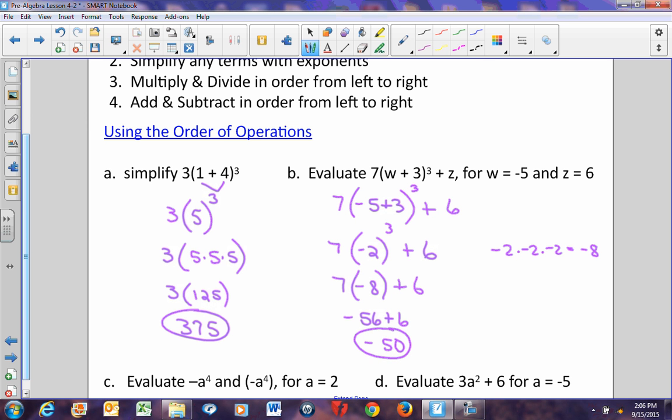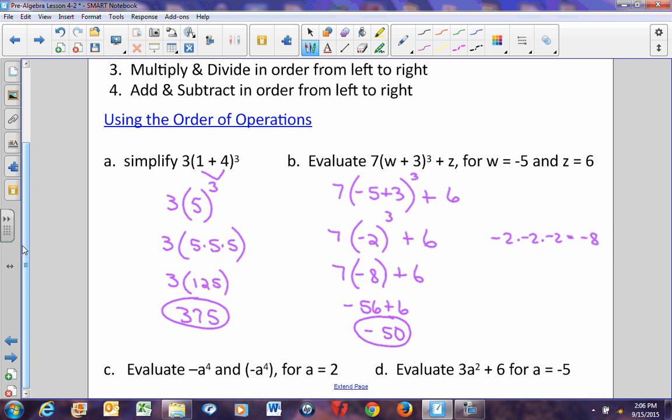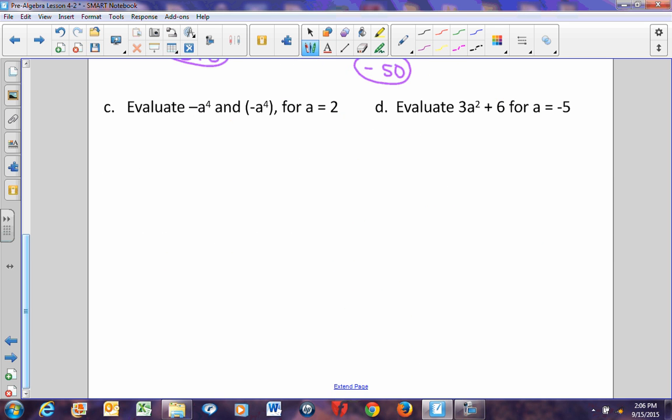Notice how neatly I've done these problems and how I've stepped them down vertically so that we can tell step by step. Let's look at a couple more questions. Evaluate the opposite of a to the fourth and negative a to the fourth. Notice the difference. They look the same. If you were trying to read them, they'd almost read the same. But the first one means the opposite of a to the fourth, and the second one means negative a, to the fourth. Okay, so let's do both of these.